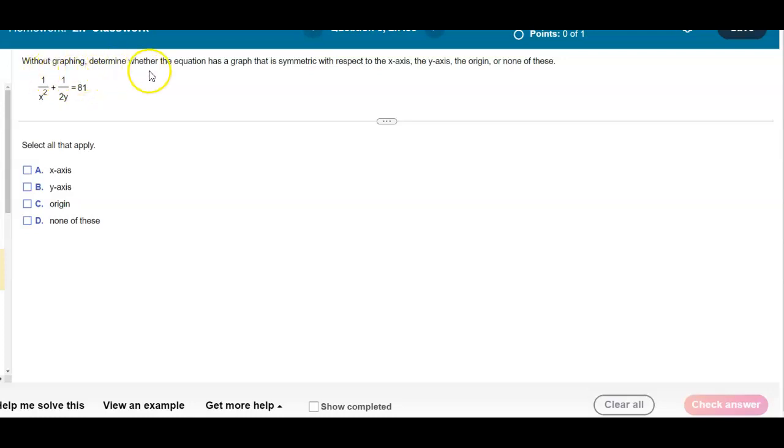Without graphing, determine whether the equation has a graph that is symmetric with respect to the x-axis, the y-axis, the origin, or none of these. The equation is 1 over x squared plus 1 over 2y equals 81.